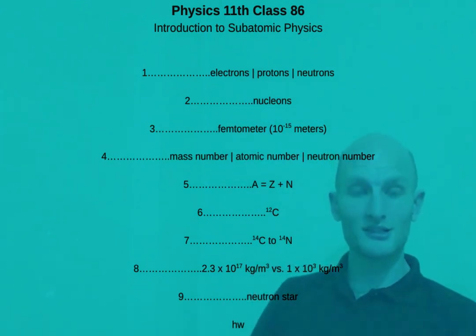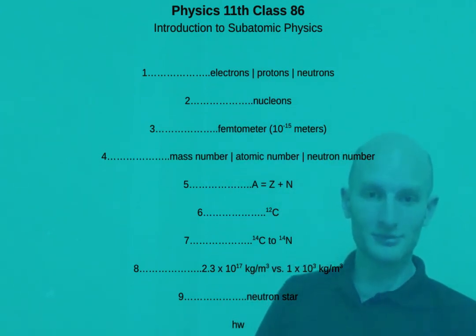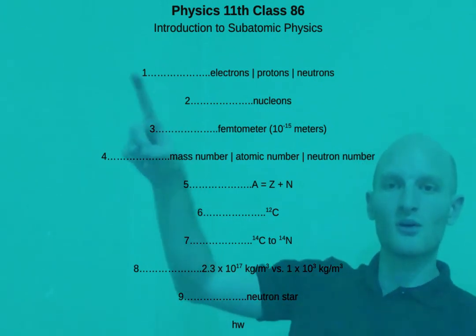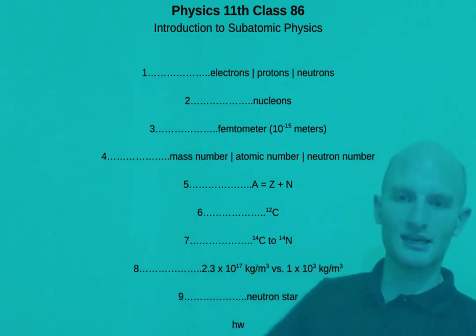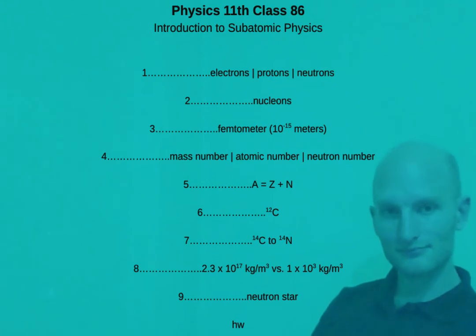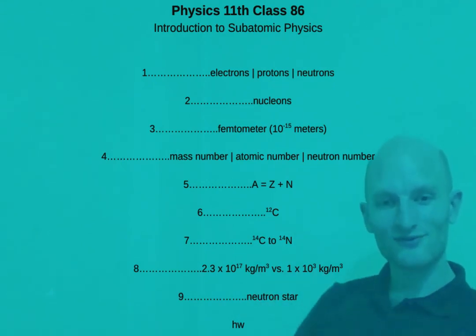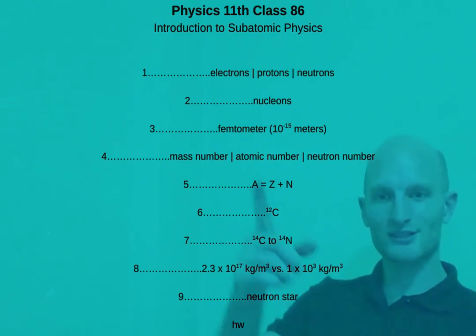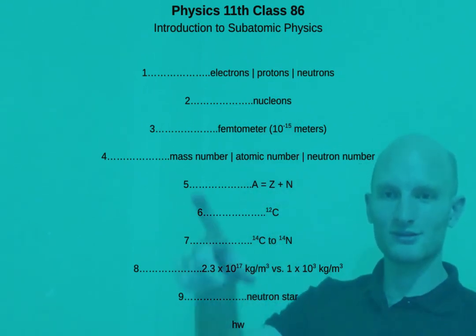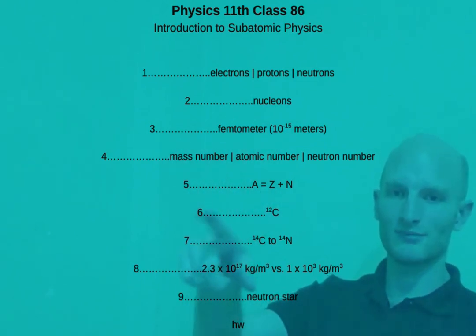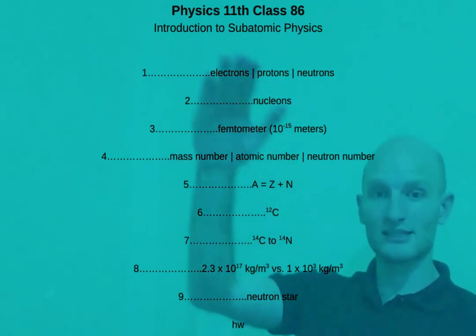Now, what does your email need to contain? Okay, it's pretty short. You need to choose one of these 9 topics we discussed today, just one, and explain it to me in your own words. Okay, just one. You could choose nucleons, or you could choose femtometer, or whatever. Any of these 9.